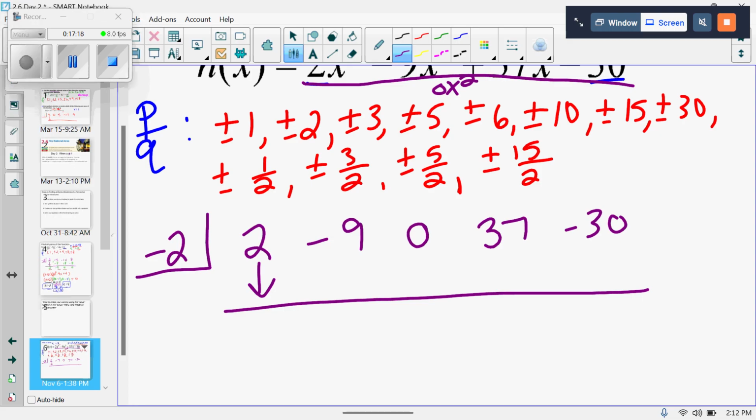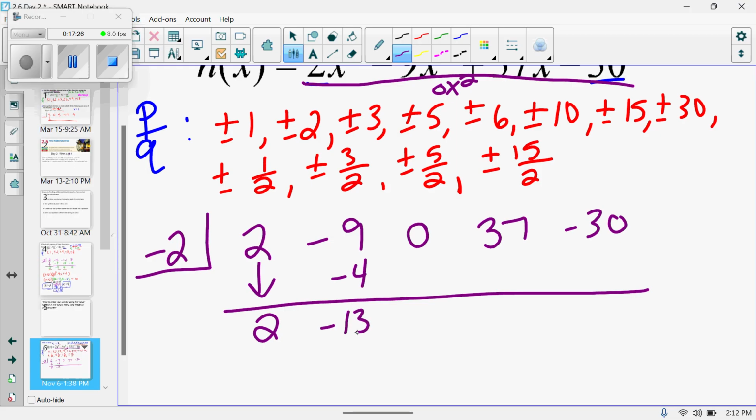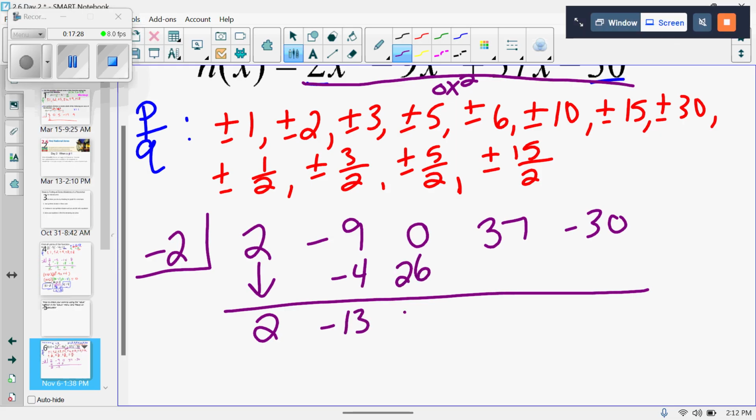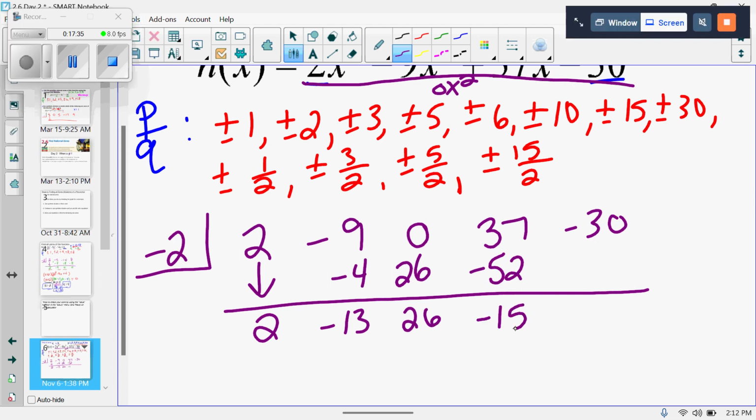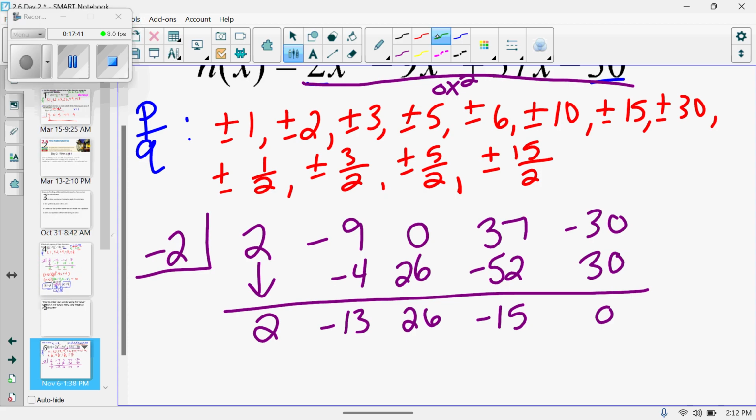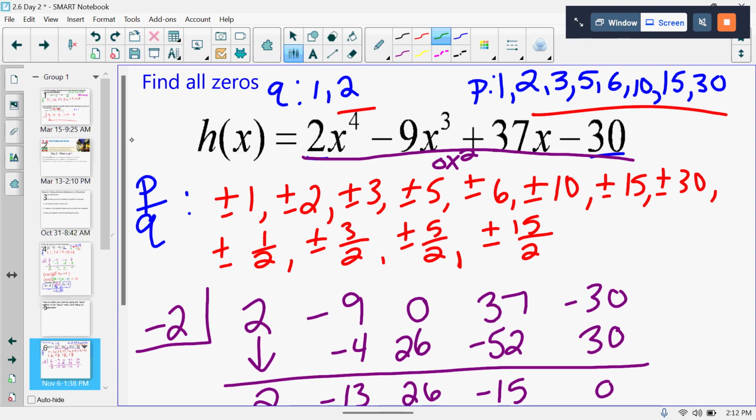So remember, we bring down the 2 and then we start: -2 times 2 is -4. Add straight down, -9 plus -4 is -13. Do it again. -2 times -13 is 26. Add straight down. Do it again. This equals -52. Add straight down. One more time. -2 times -15 is 30. Yay. It equals 0. So again, guys, remember what we're trying to do is write this in factored form.